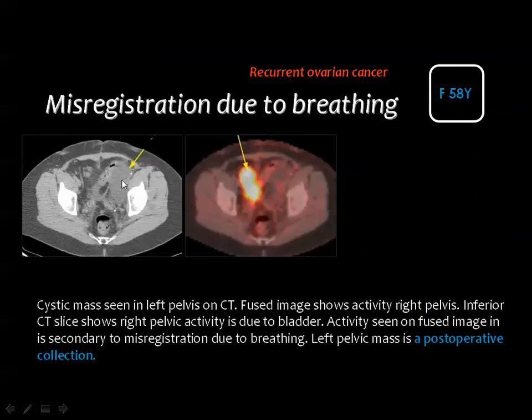Also here you see a collection in the pelvis after surgery for ovarian cancer. Then PET-CT shows the difference, and this is what I have said about the misregistration.